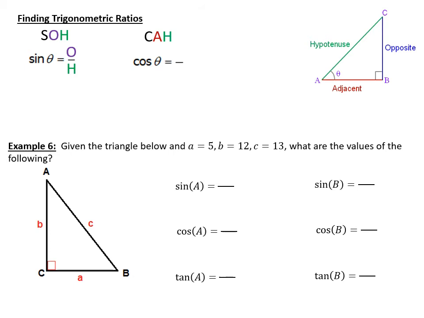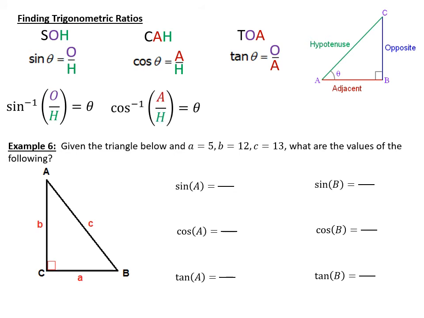Cosine is CAH, so cosine is adjacent over hypotenuse, and tangent is TOA. Tangent is opposite over adjacent. And then that's, if I have the angle, how I can find the ratio of the sides. If I have the sides and I need the angle, we do sine inverse of the ratio to get the angle, or cosine inverse of the ratio to get the angle, or tangent inverse of the ratio to get the angle.